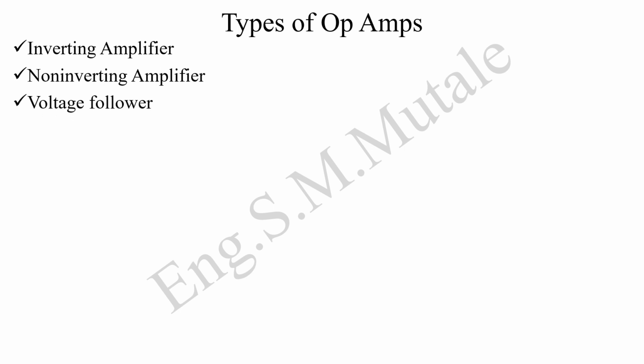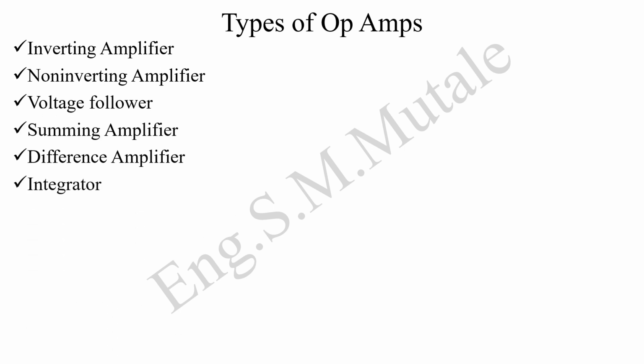Okay, so we're looking at types of operational amplifiers. We shall discuss the inverting amplifier, non-inverting, voltage follower, summing amplifier, difference amplifier, the integrator, as well as the differentiator. So in this series we are going to look at the first one, which is the inverting amplifier.